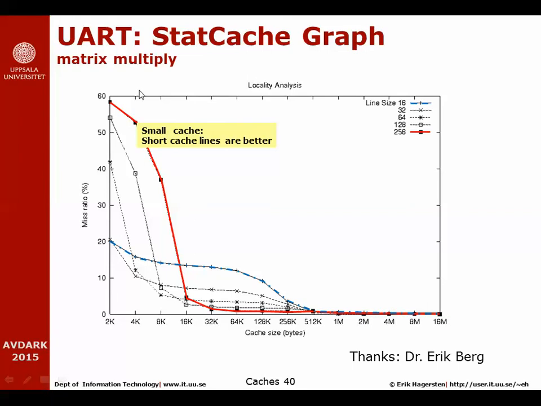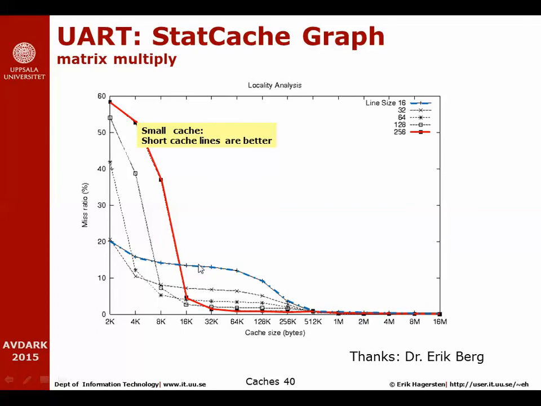For a small cache, a shorter cache line is better. Why is that? Well, the intuitive explanation is that if you have a very small cache and your cache lines are large, then you can only fit a few of them. And if you have too few lines, you will not be able to exploit the temporal locality that you may have in your application. So you do a poor job at temporal locality, and that outweighs the benefit of the spatial locality.